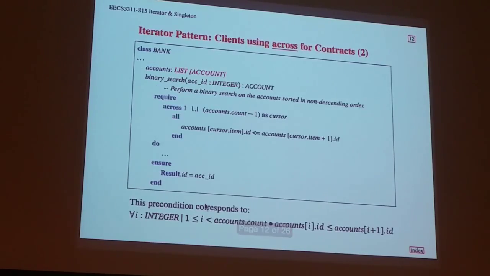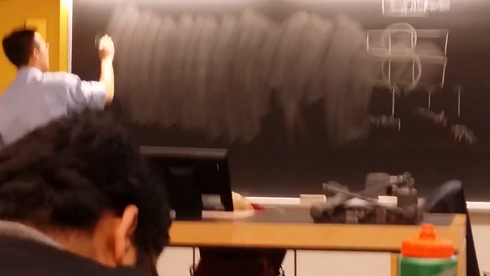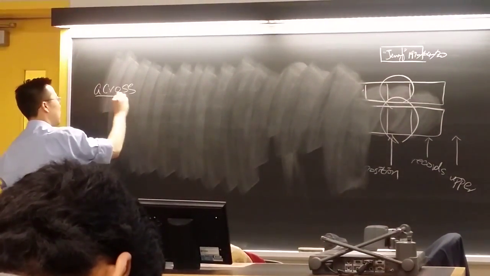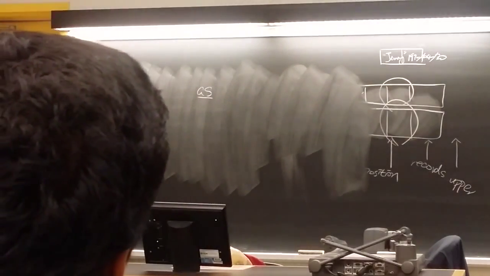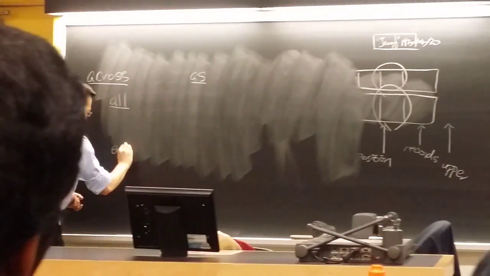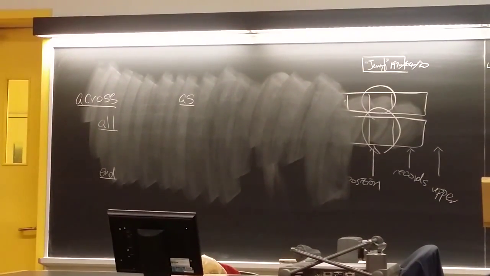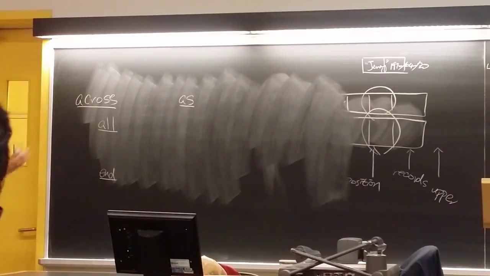Let's have a look at a more challenging one. This one, I think that's where we stopped. This one is also very important. Let me explain that in detail. Have a look at this for all expression here. Somehow this here corresponds to the mathematical expression there. So that's a general template for writing an across for contracts. I think I mentioned this last time.